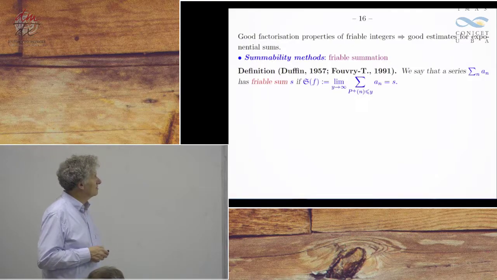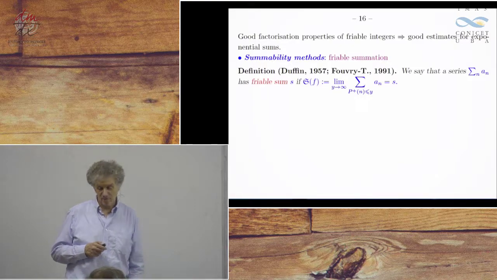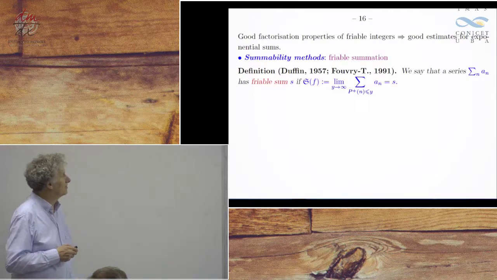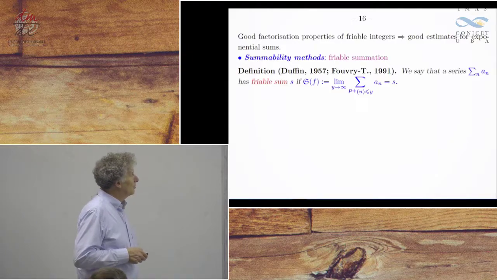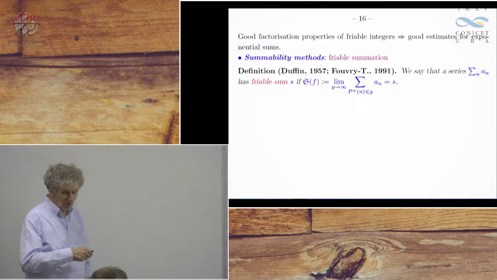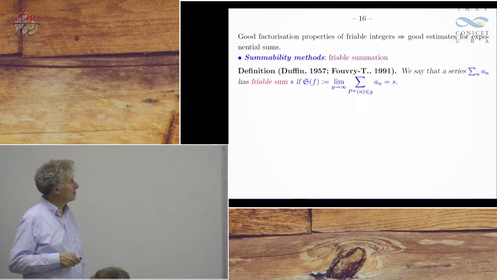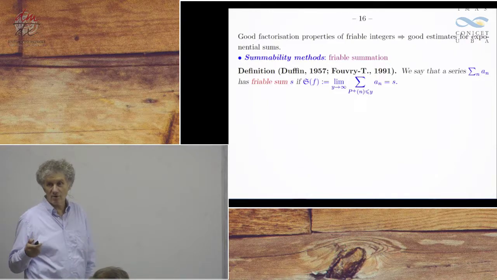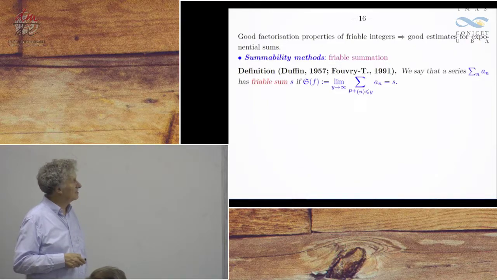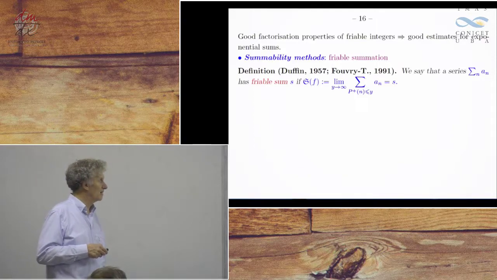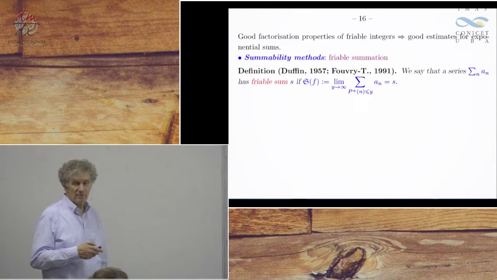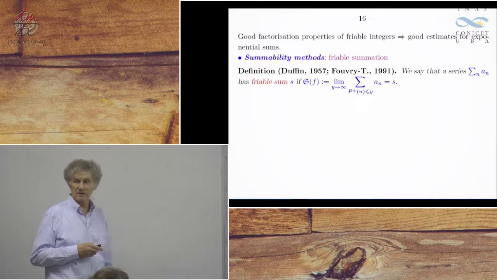This was defined by Duffin in 1957 and rediscovered by Fouvry and myself a few years later. Instead of summing a series according to the size of the index, we sum according to the size of the largest prime factor of the index. So we say that the series has friable sum S if the sum over integers whose largest prime factor is less than y tends to S as y tends to infinity.